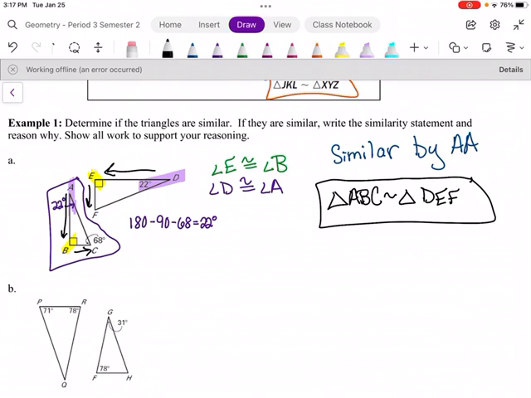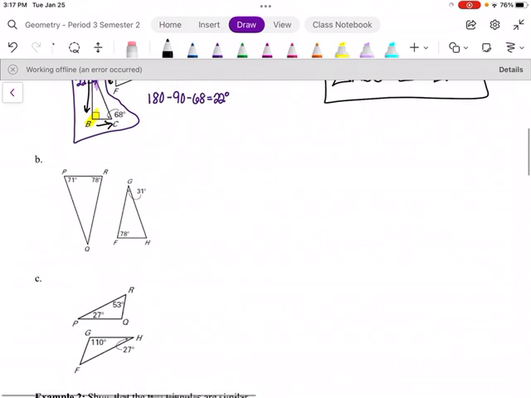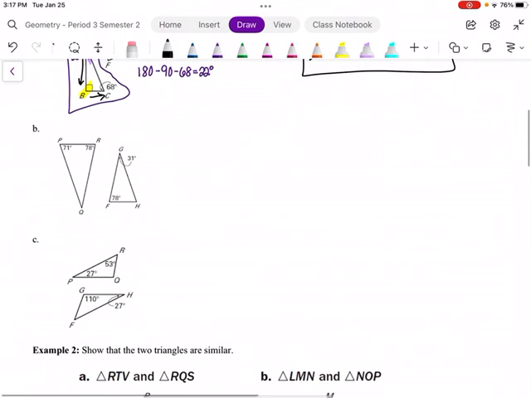So now if you want, you can pause the video and try the next two on your own, and then press play to check your answers.